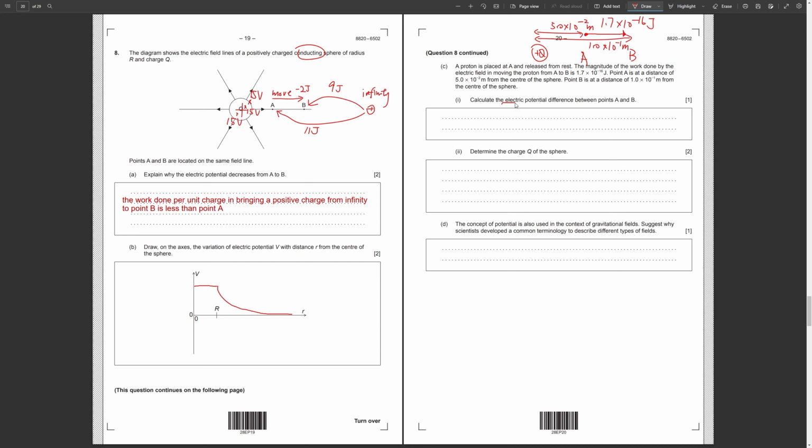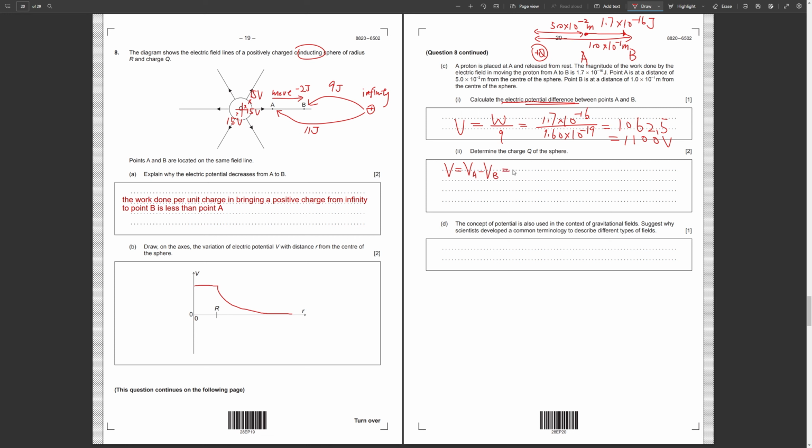Then what is the electric potential difference here? It is V equals to work done over the charge. The work done is 1.7 times 10 to the power of negative 16 divided by the charge of the moving particle. It's a proton, so it is 1.60 times 10 to the power of negative 19. The answer is 1062.5. After rounding, it is 1100 volt.